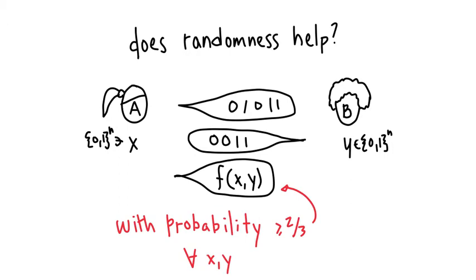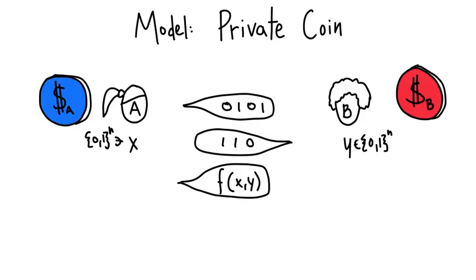So far we've been discussing deterministic protocols, but one might ask, what if we consider randomized protocols? Does using randomness help Alice and Bob to compute f using fewer bits of communication? Here we want Alice and Bob to successfully compute on any input x and y with constant probability. So what do we mean by a randomized protocol? There are multiple ways that you can formalize this in different settings.